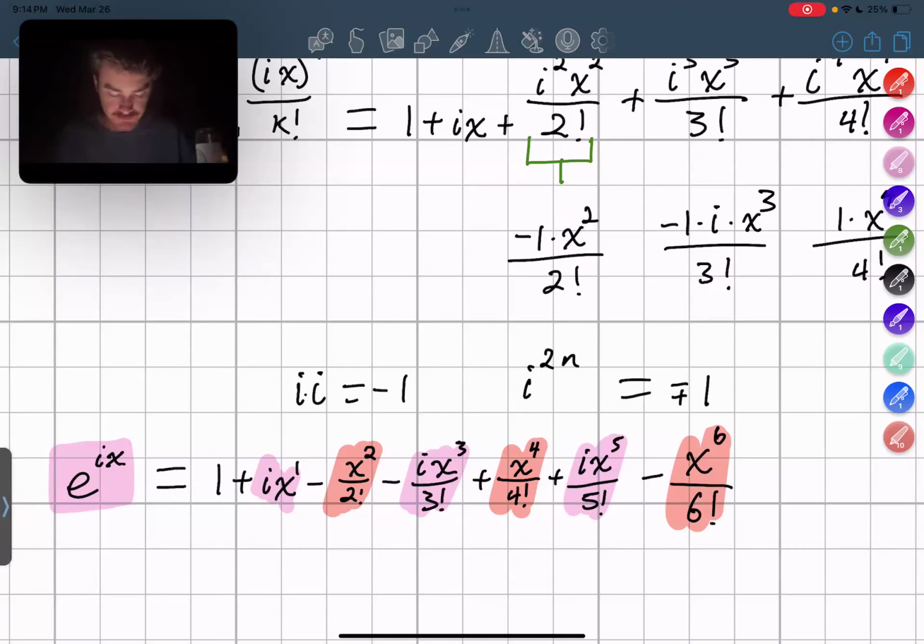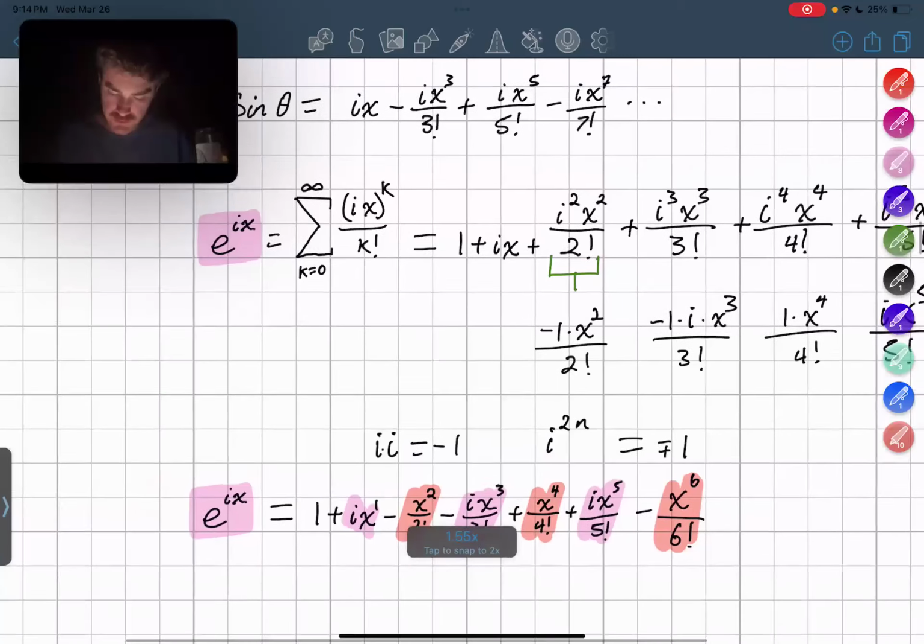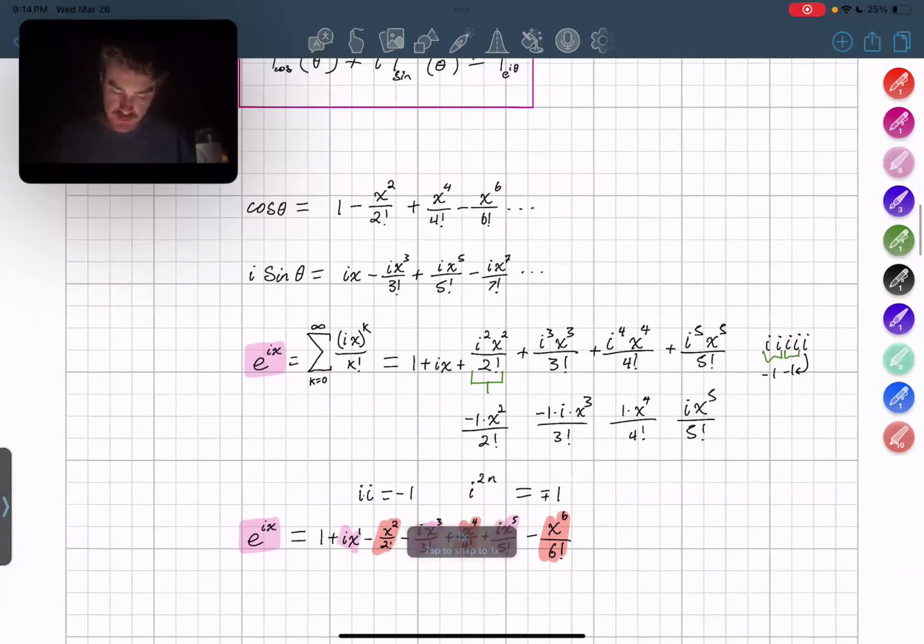So we look at these powers, and I scroll back up here. What we have is that the odd powers end up being reflected right here, and they alternate in the same way that cosine theta does.